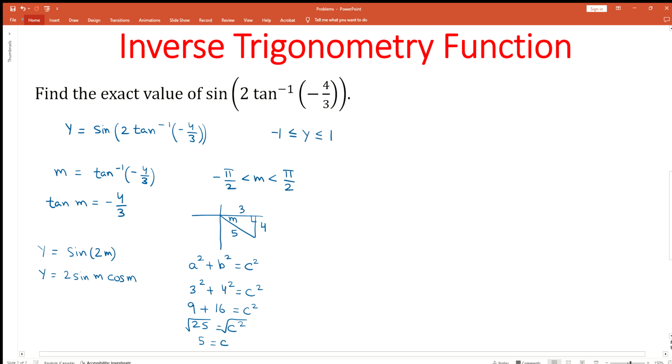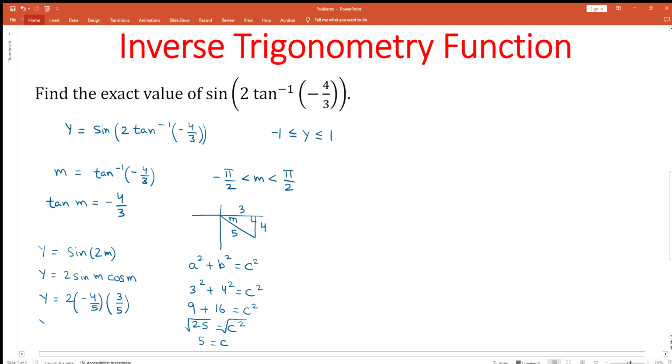Now we can use the triangle for angle m to find sine m and cos m. In quadrant 4, sine ratio is negative, cos ratio is positive. The formula for sine ratio is opposite over hypotenuse, so sine m is equal to negative 4 over 5 because sine ratio is negative in quadrant 4. Cos m is equal to 3 over 5.